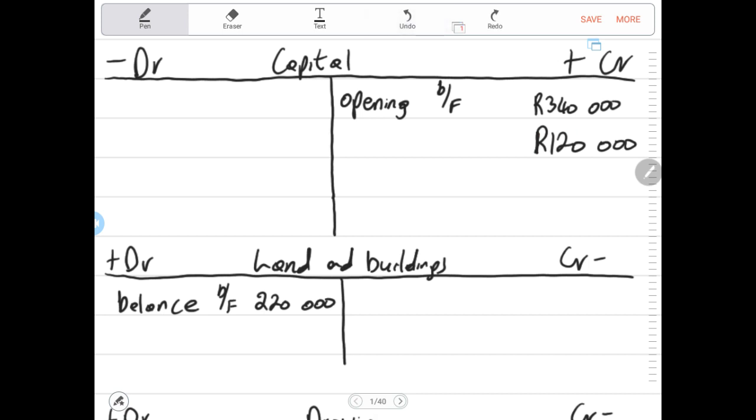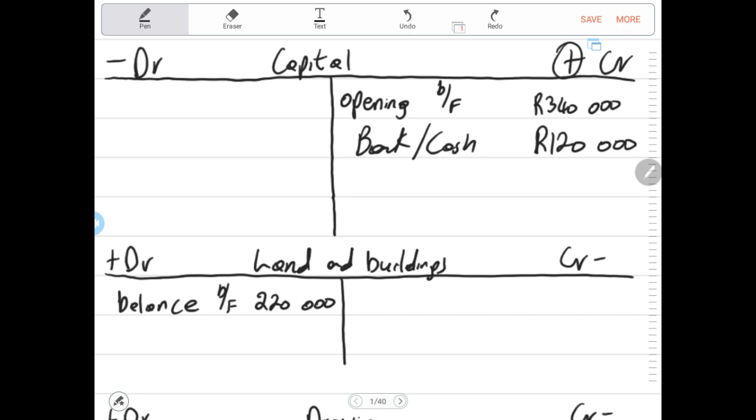How was this 120,000? In what form was it? This 120,000 is in the form of cash. In accounting, cash, we call it bank. So we are saying the capital increased by how much? 120,000. And how was it increased? It was in the form of cash. So that becomes a description.